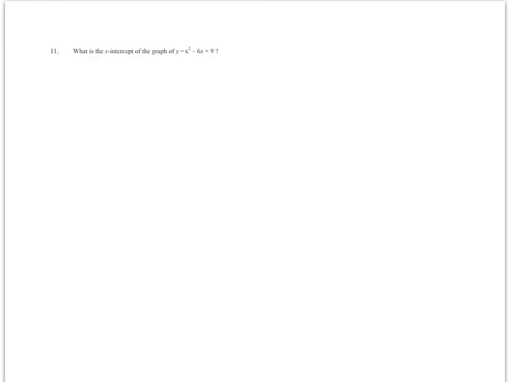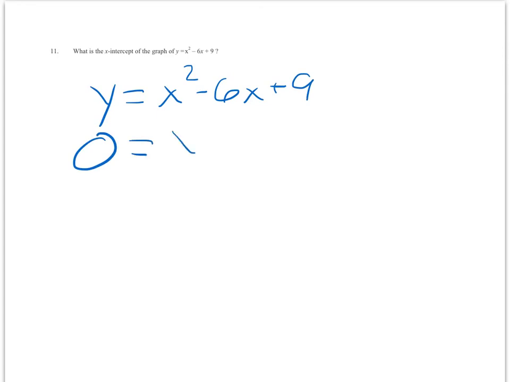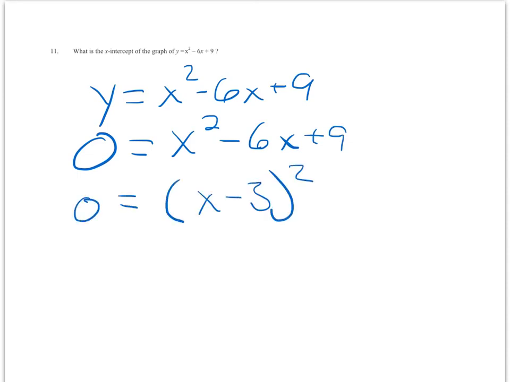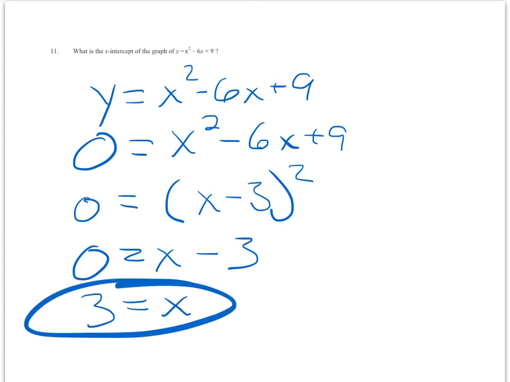11. What's the x-intercept of this graph? Well, y equals x squared minus 6x plus 9. To find the x-intercept, you put 0 in for x. Pardon me, put 0 in for y. This factors. This is a perfect square trinomial. Square root both sides, and then add 3 to both sides, and you get x is 3. There's one x-intercept for this, and it's 3.